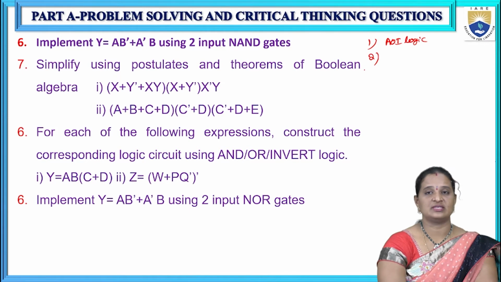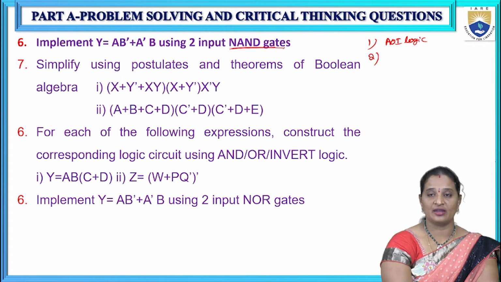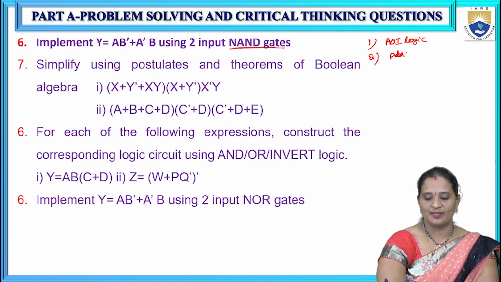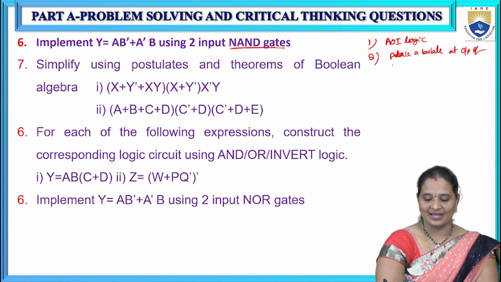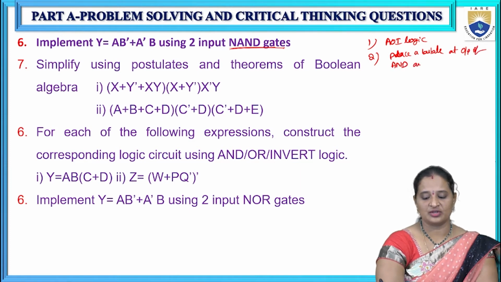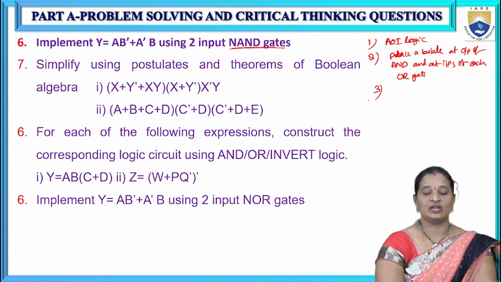Then second step. What is the second step? I want to go for NAND gate. I want to implement this one using NAND gate. So in that case, place a bubble at the output of each AND gate, and even if the circuit may include OR gates also, right? And at inputs of each OR gate. So we need to place the bubbles at the outputs of each AND gate and at the inputs of each OR gate.